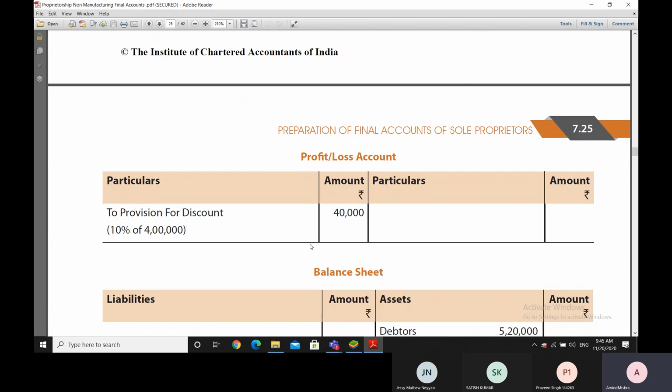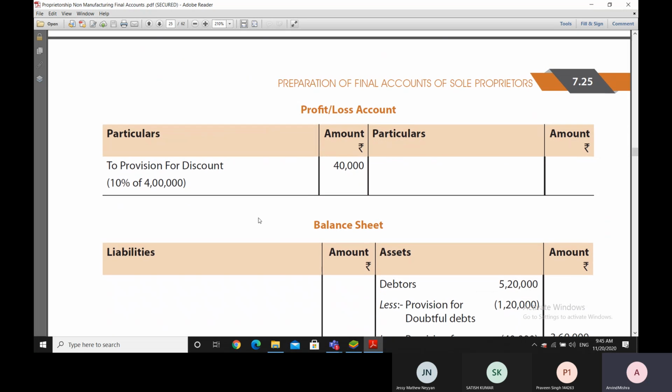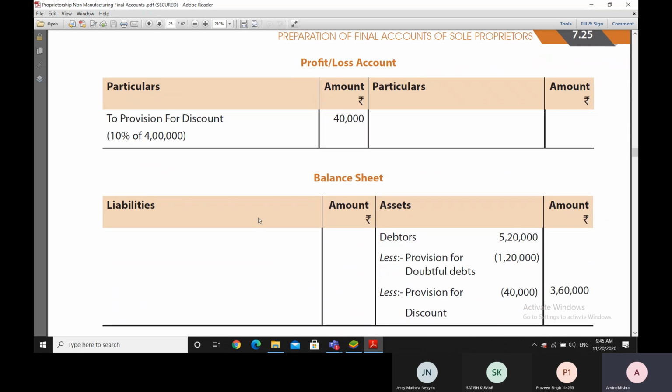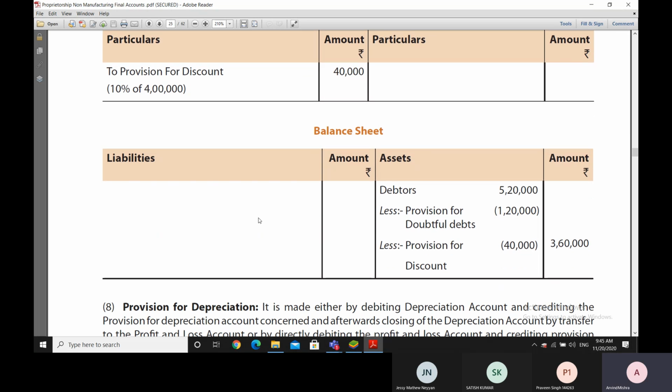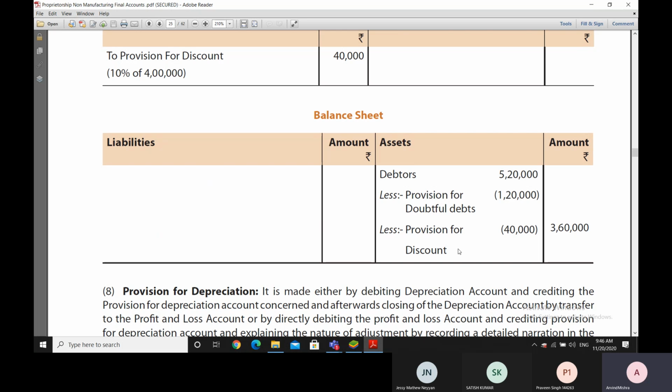Therefore, to create the provision, we debit the profit and loss account by 10% of 4 lakh, which comes to 40,000, and we credit the provision for discount account. And when we credit the provision for discount account, this provision for discount will show in the balance sheet. So instead of adding it to the liability side of the balance sheet, we reduce the provision for doubtful debts as well as the provision for discount from the debtors itself, because that is a more rational way of looking at the debtors.